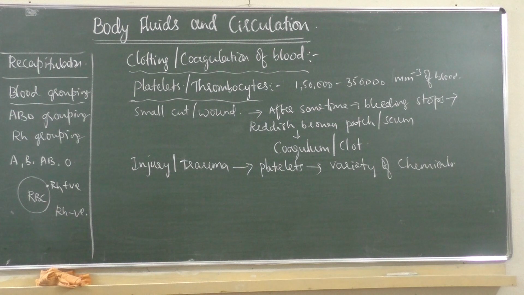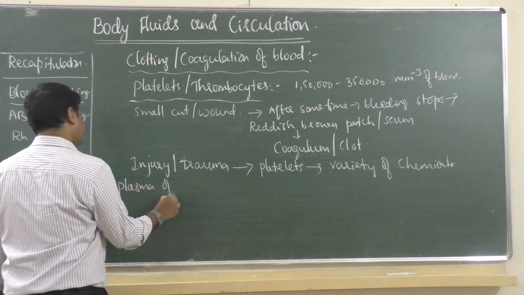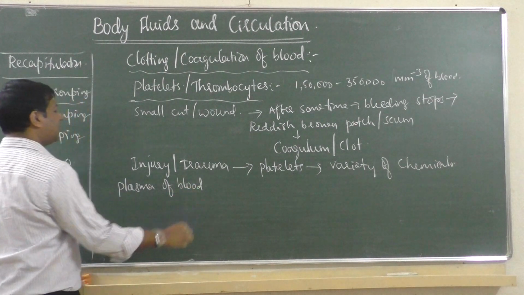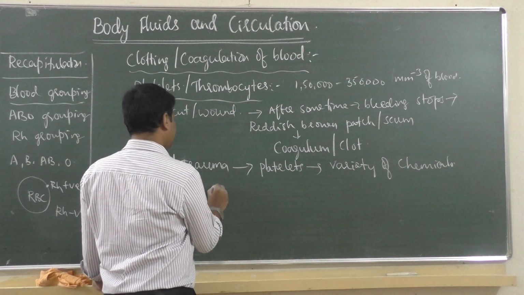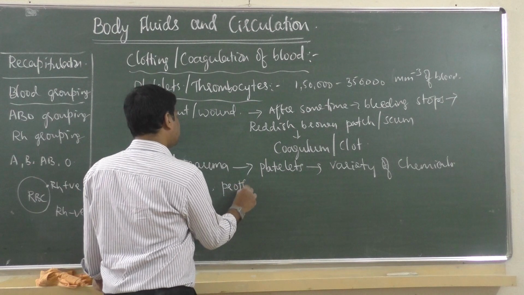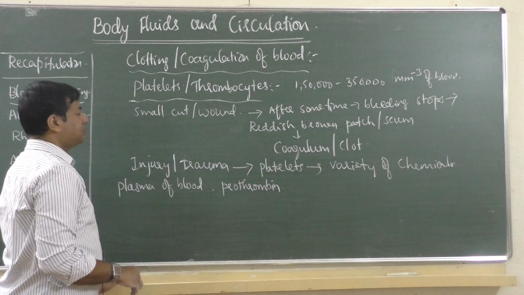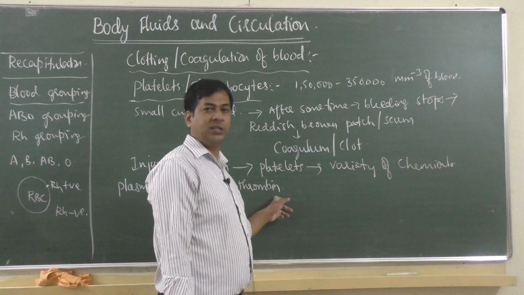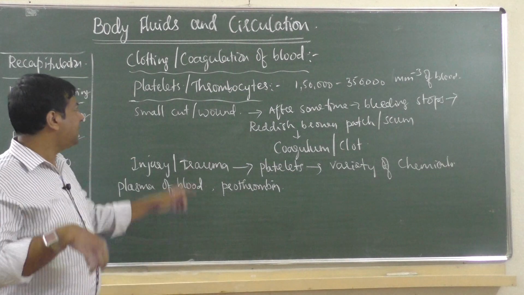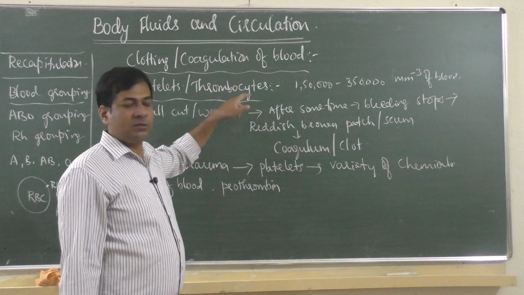Among those many chemicals, one important substance is produced in the plasma of blood, and that is called prothrombin. That's why it is named thrombocytes: platelets produce a variety of chemical substances, prothrombin and thrombin. Cyte means cell, so the cell which produces thrombin and prothrombin is called a thrombocyte.